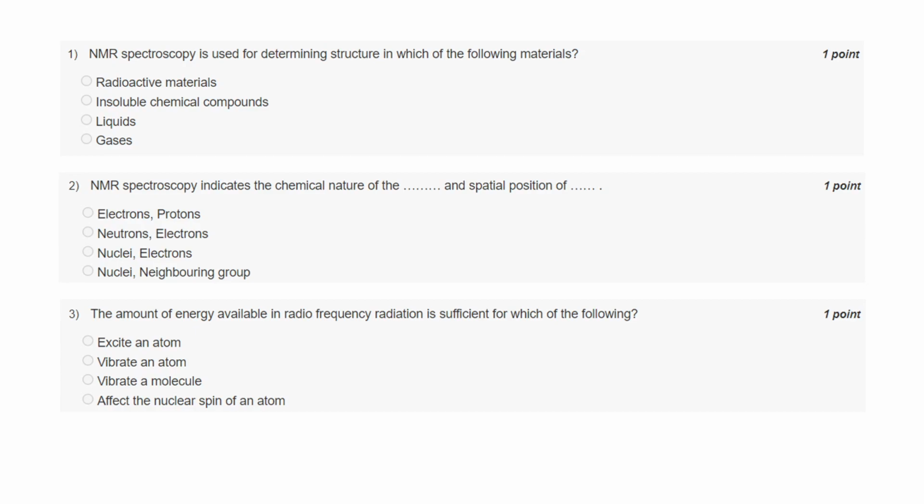The first question: is NMR spectroscopy used for determining the structure in which of the following materials: radioactive, insoluble chemical compounds, liquid, gases. Obviously the answer is liquid, but let me give you another answer: insoluble chemical compounds, or suppose solid compounds, you can also do by solid state NMR. If you are given an MCQ question where you choose only one option, then you choose only liquid. But if you are given an MSQ question of the same kind, then you also have to select insoluble chemical compound. Solid state NMR is also possible, right?